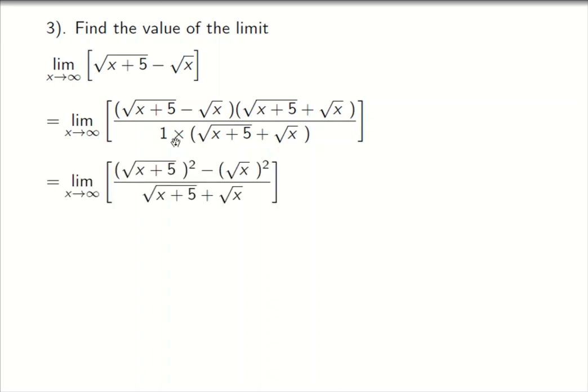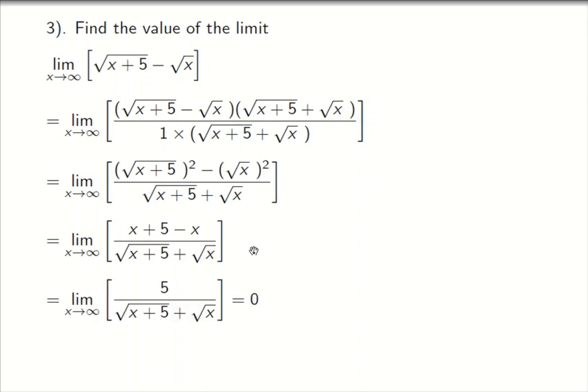Okay, continue this. You can see that this is difference of two squares. I pick one of them and square it, minus I pick the other one and square it, all over this. Then in this case, if you square this, you get x plus 5. If you square this, you get x. Okay, I subtract this and this, and what will I get? I'll get something like this. The x cancels because here I get 5 over the expression square root of x plus 5 plus the expression square root of x.